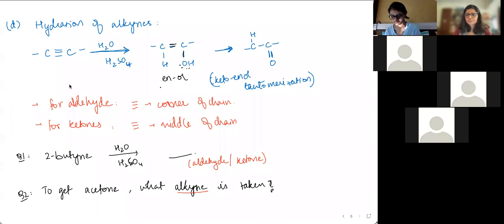Yeah, Shantanu? I don't get it. Not getting? Okay. So the first one, the rest of you have done it, so I'll just discuss that. We need 2-butene. So what is the structure of 2-butene? How many carbon atoms, Shantanu?